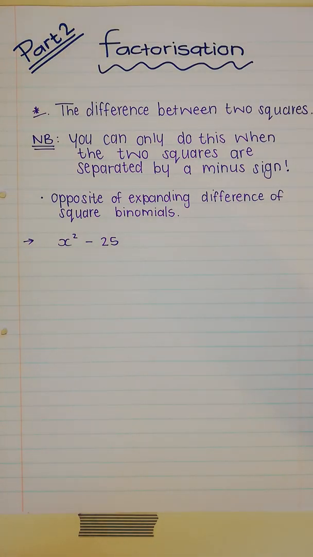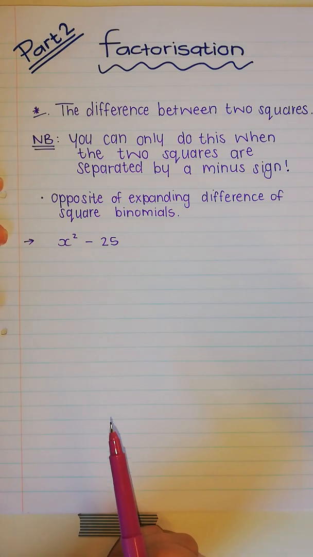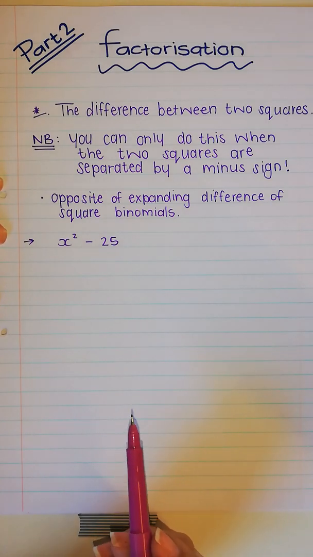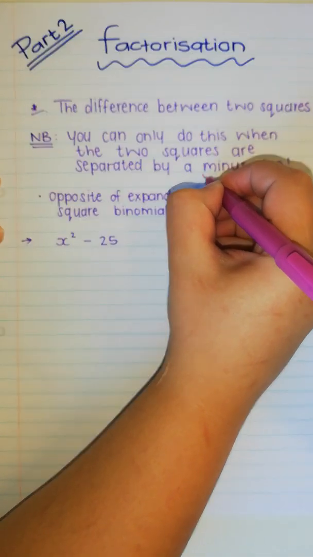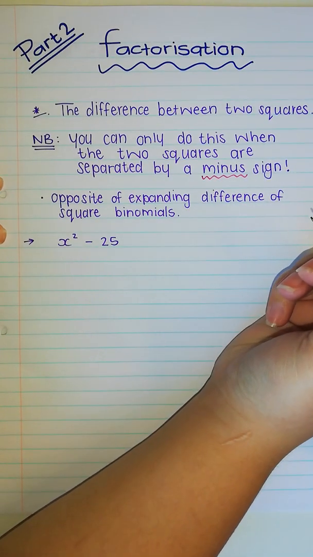Okay, factorization part 2. In the previous part 1, we talked about the common difference. Now, we're going to talk about the difference between two squares. Now, very important for this before we begin, you can only do this when two squares are separated by a minus sign. This is very important.